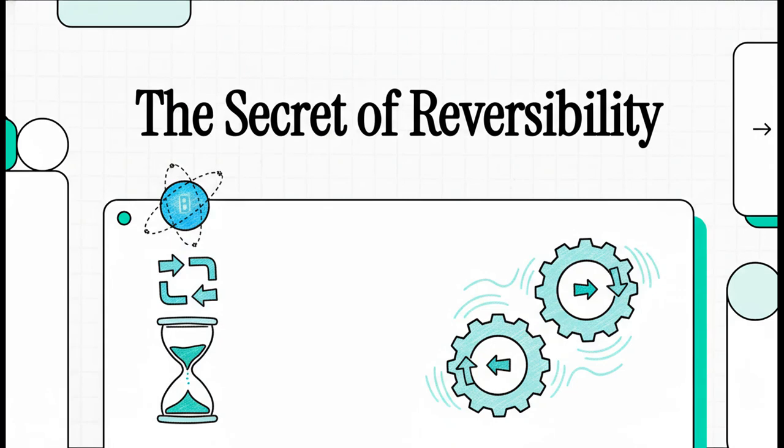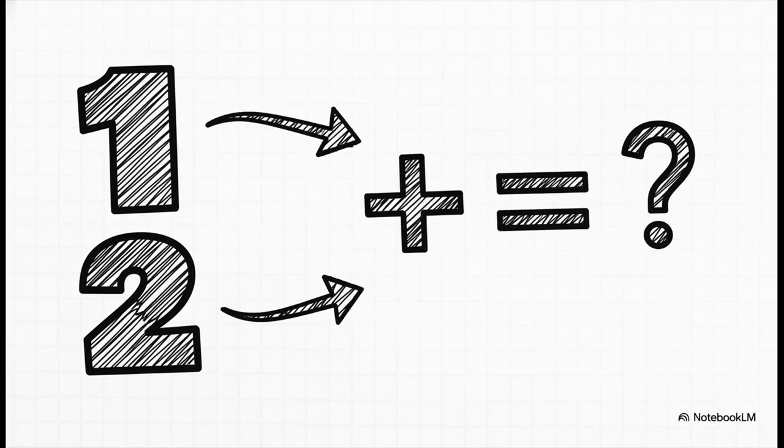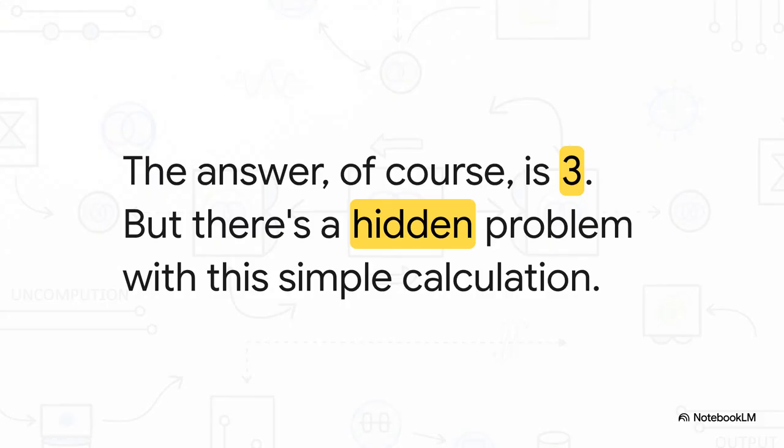All right, today we're going to dive into one of the weirdest but most important rules in all of quantum computing, the secret of reversibility. It's an idea that pretty much flips the whole concept of calculation on its head. So let's start with something super simple. What's 1 plus 2? Right, it's 3.